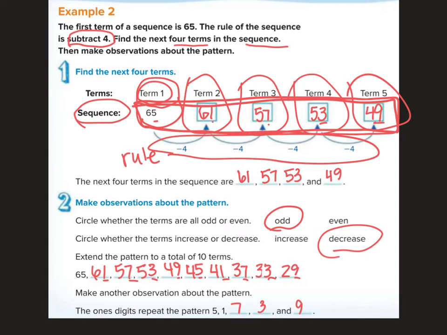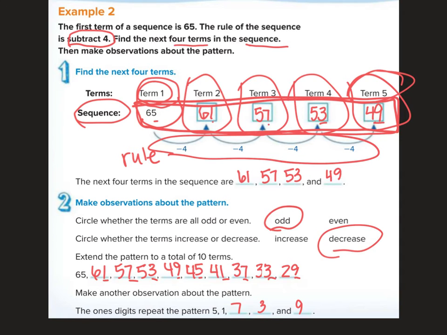51739. That's kind of a cool other observation we could make about the pattern. But we needed to extend the pattern farther in order to see that. So sometimes you'll have to do that. It only asks you 5 terms, but if we extended it farther, you might see something start repeating. So that's kind of cool.